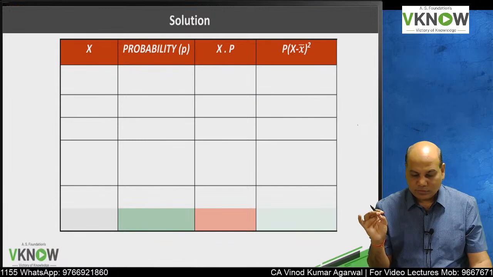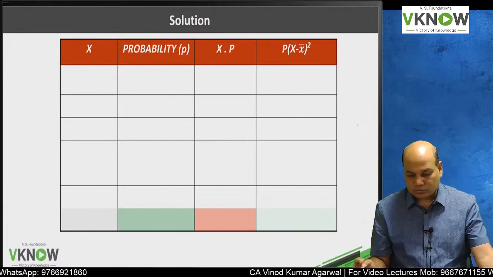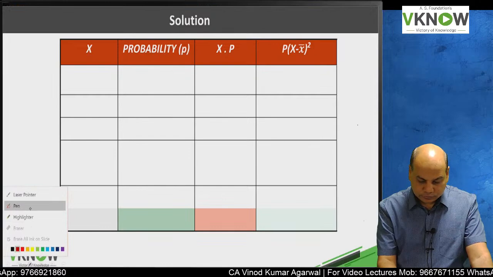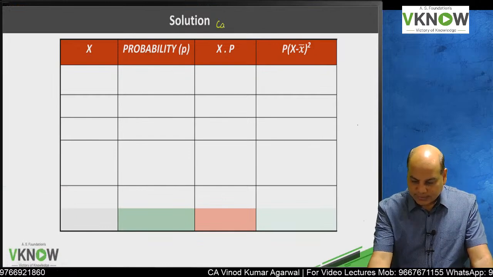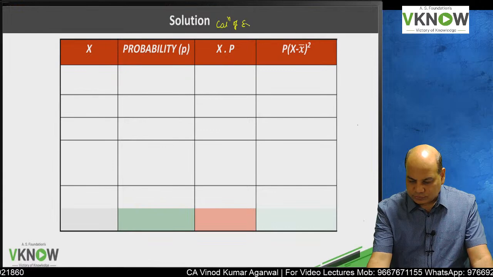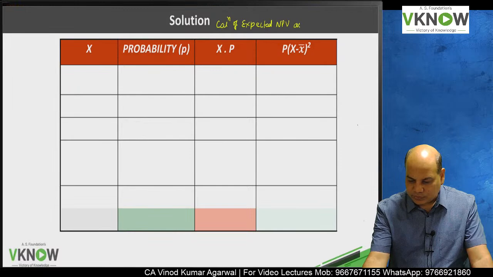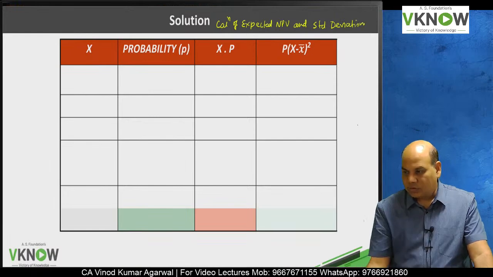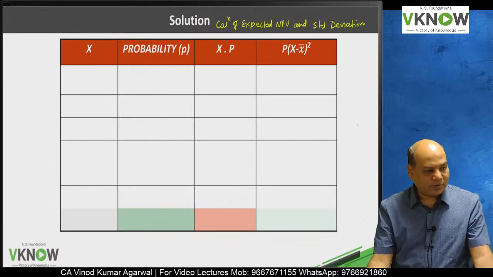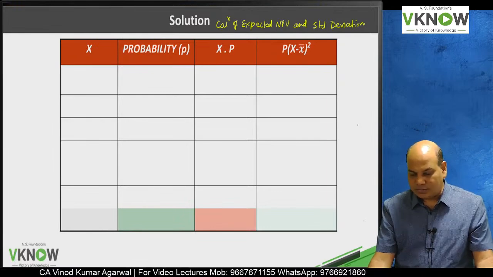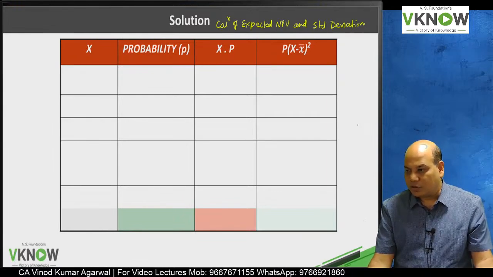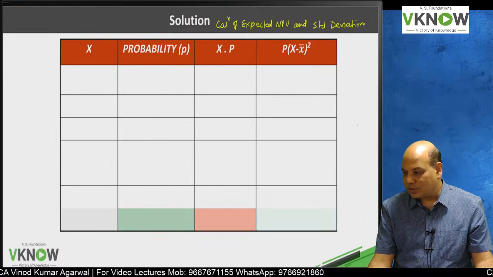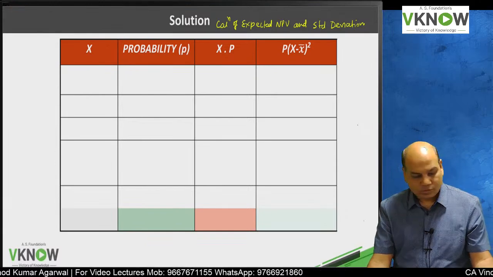Please write down calculation of expected NPV and standard deviation. Calculation of expected NPV and standard deviation. In the previous problem, both were directly given. This time you have to compute.